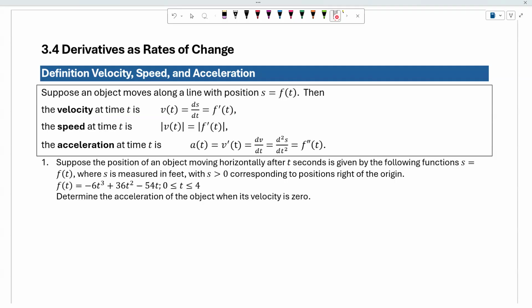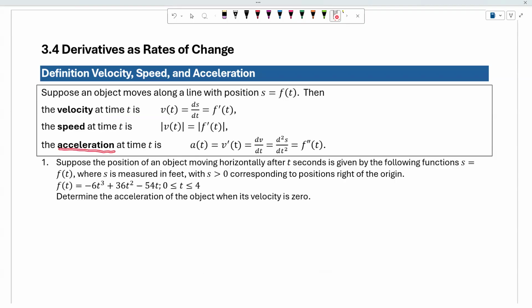function, right? And then we also learn that the speed is the absolute value of the velocity. Again, velocity is a vector, so you have a direction. Positive velocity means the particle is moving forward, negative means moving backward. But speed has no direction, so we take the absolute value of the velocity to get the speed.